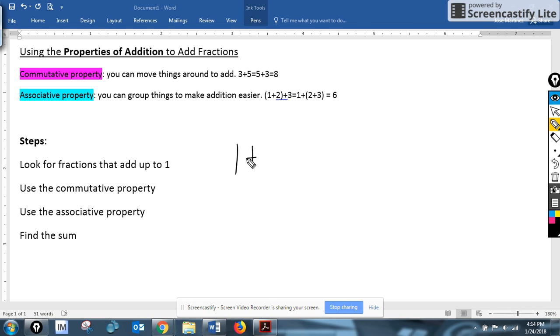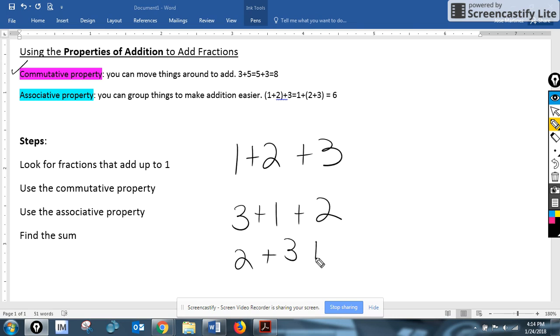For example, 1 plus 2 plus 3. If I use the commutative property, I can move them around however I want. For example, I can do 3 plus 1 plus 2, or 2 plus 3 plus 1. It doesn't matter because they will all give me the same answer. That's why this is a property. It means it's a rule.